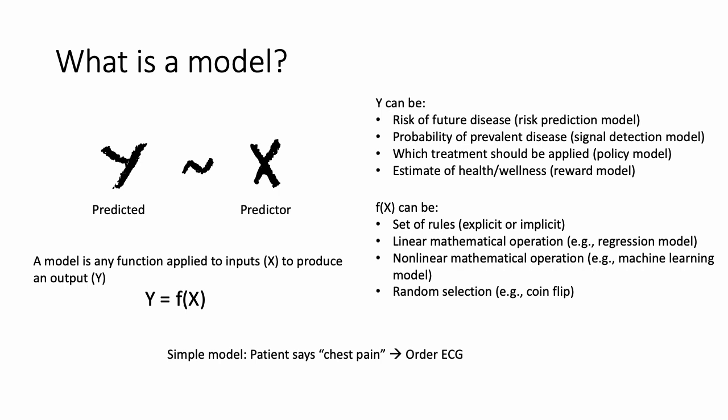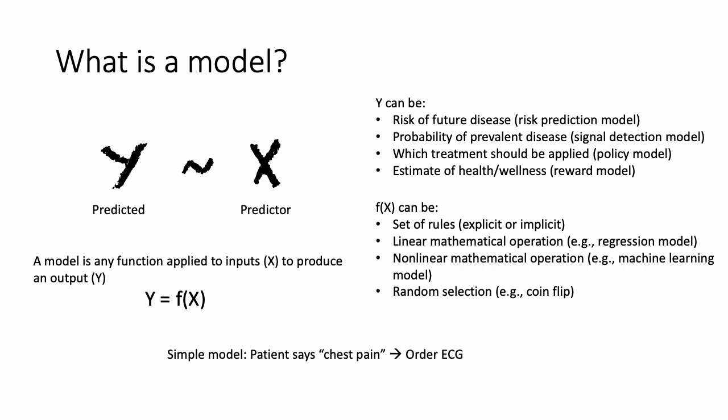We can think of a model as any function, using the term function very broadly here, that we apply to those inputs to produce the output. Patient says chest pain, that's the X. Our output is order ECG. The function is this association: if I hear chest pain, I order the ECG. Of course, these can be different values.